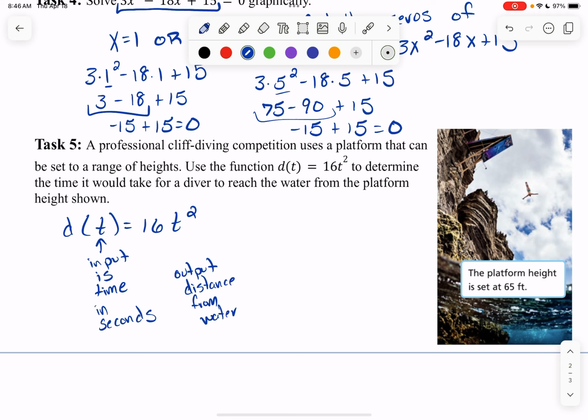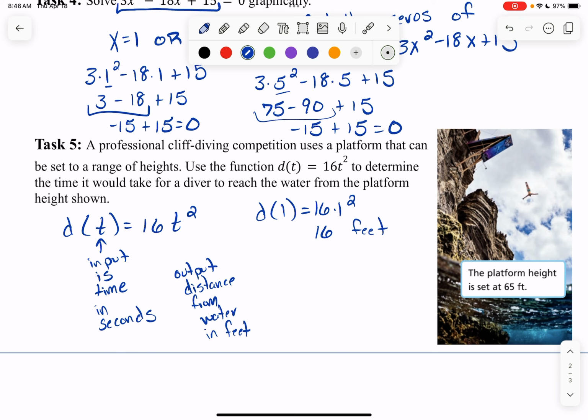So for example, if I want to know after 1 second how far I am from the water, I'd plug in a 1: 16 times 1 squared. So 16 times 1 would give me 16. That would give me 16 as the distance in feet. Distance from the water in feet. So I'd be 16 feet from the water. Okay, and so forth and so on.